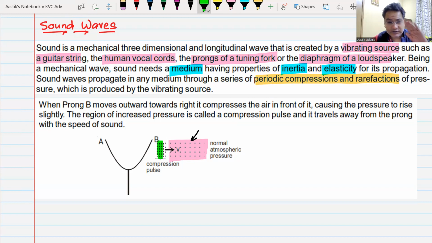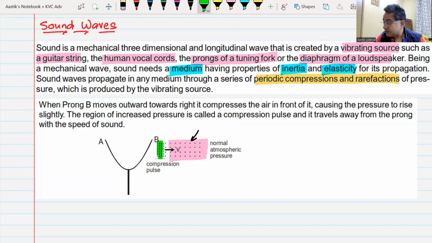Do we understand this, or has this gone above our head? We understood, sir. Okay, sure? Yes, sir. So this is how you create this compression pulse or compression wave. And then if you keep on vibrating it, what happens?